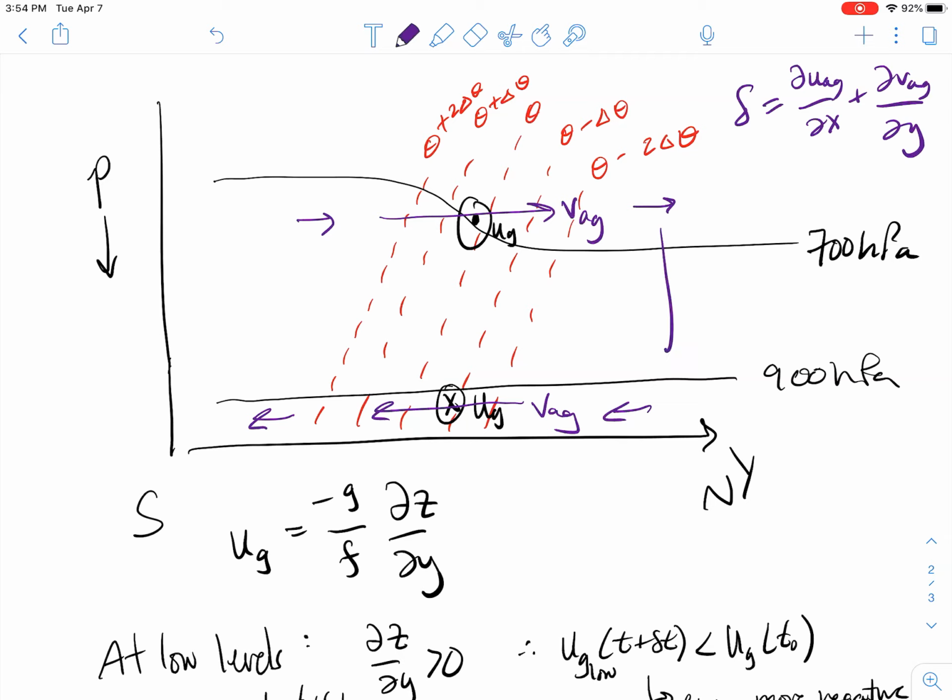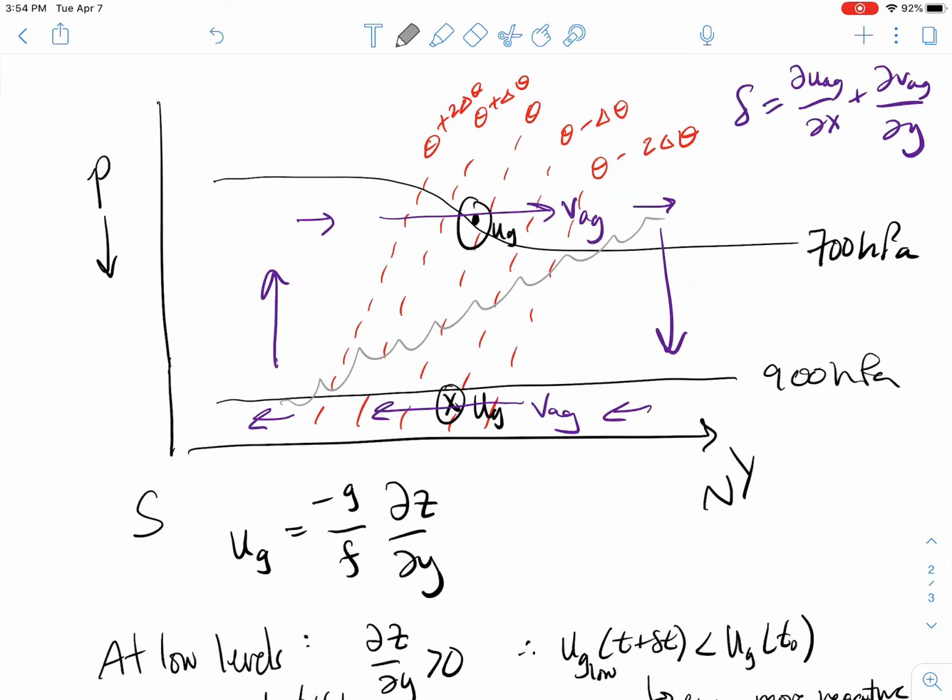And so then we complete our circulations by having rising motion out ahead of our fronts, sinking motion behind our fronts. And we get essentially this area of convergence occurring along the angle of our initial temperature gradient.